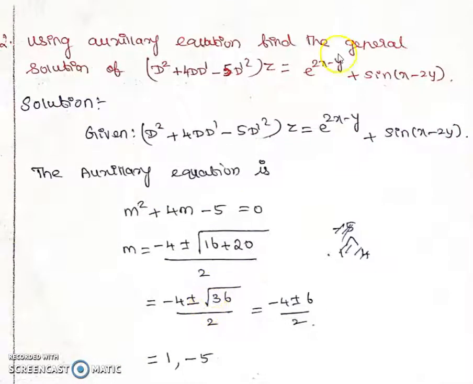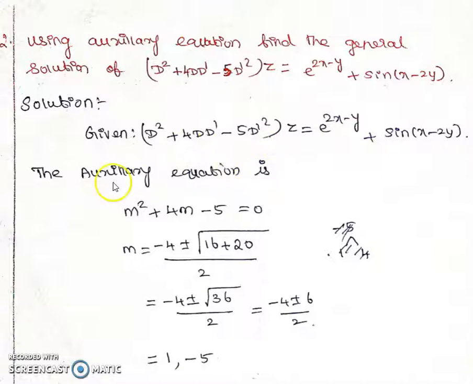Next we look into another problem. Using the auxiliary equation, find the general solution of D square plus 4 D D dash minus 5 D dash square into z is equal to e power 2x minus y plus sine of x minus 2y. So consider this as the given equation.